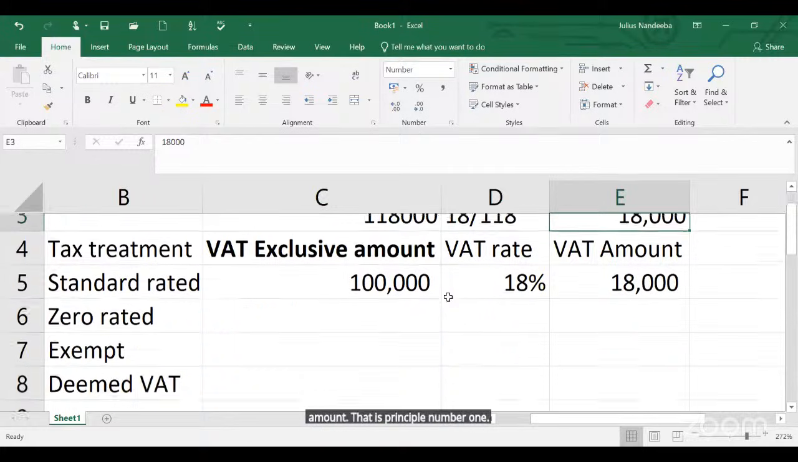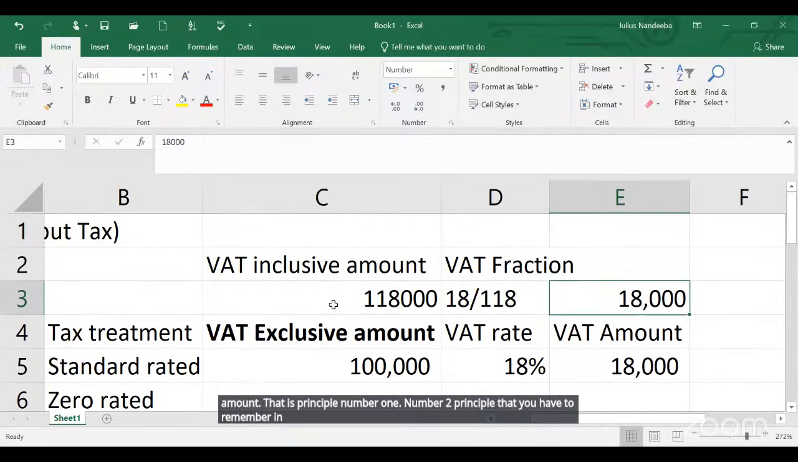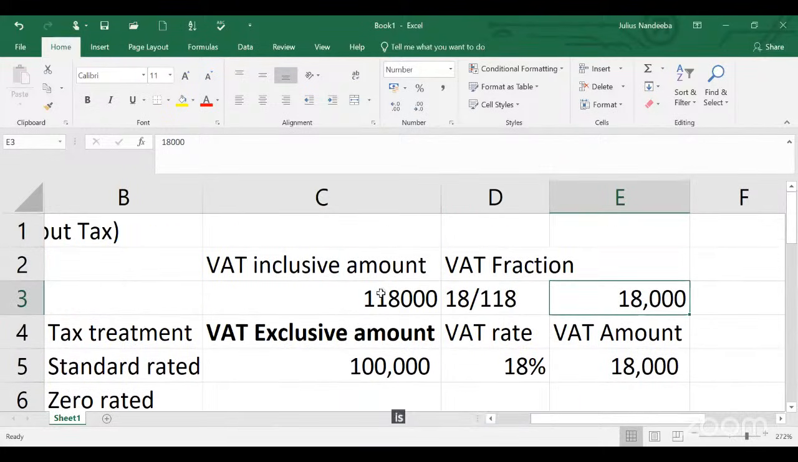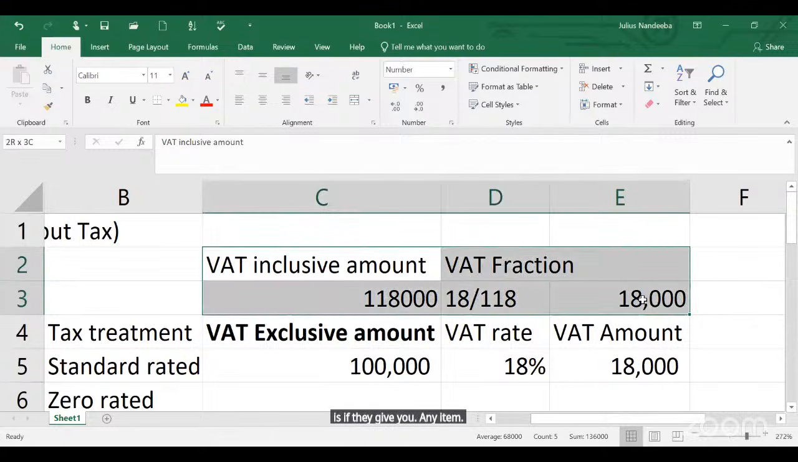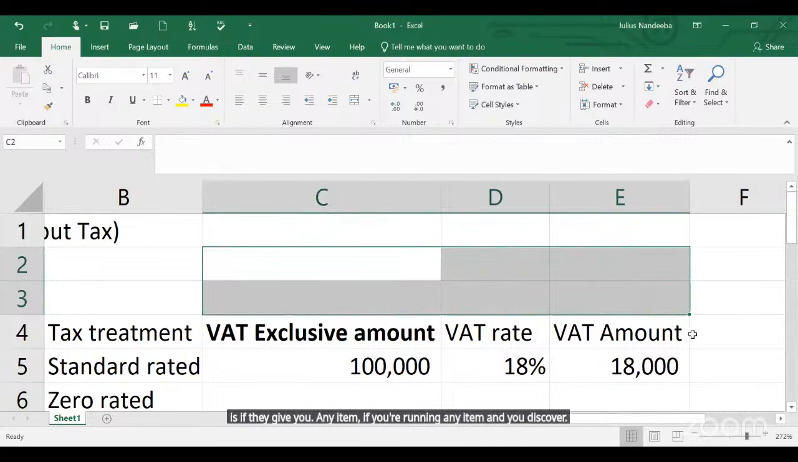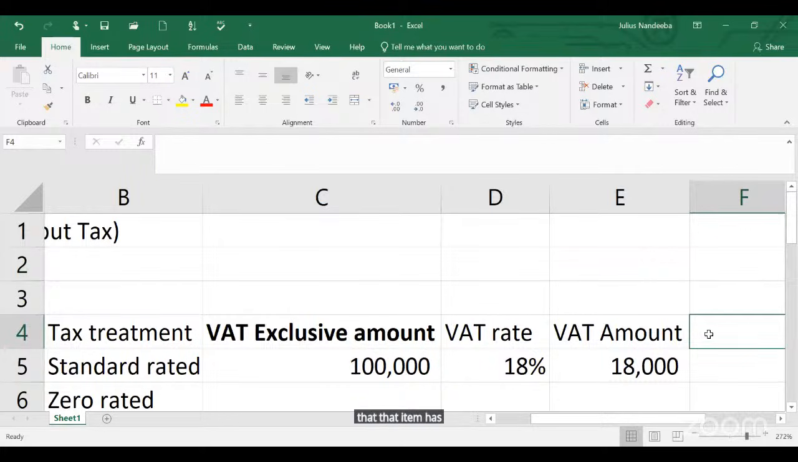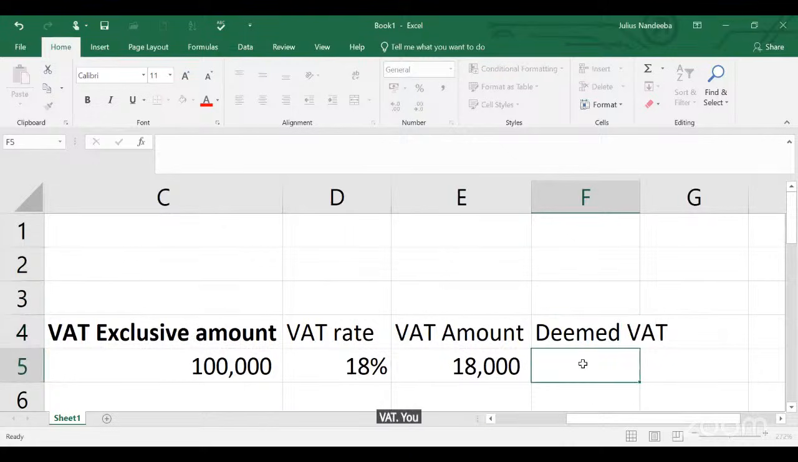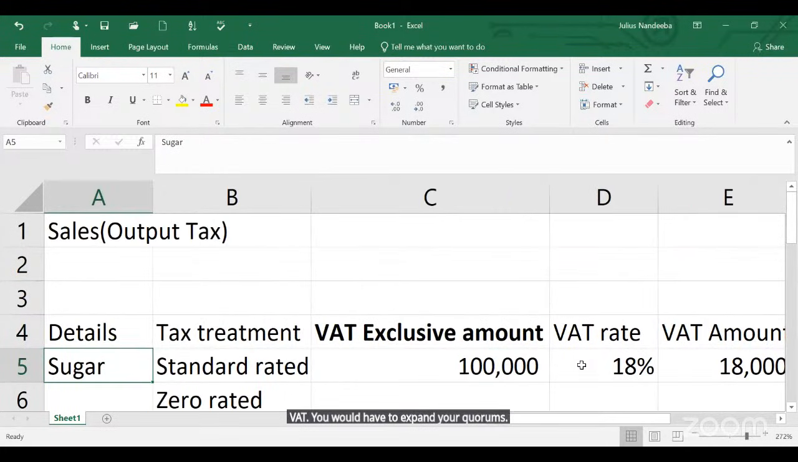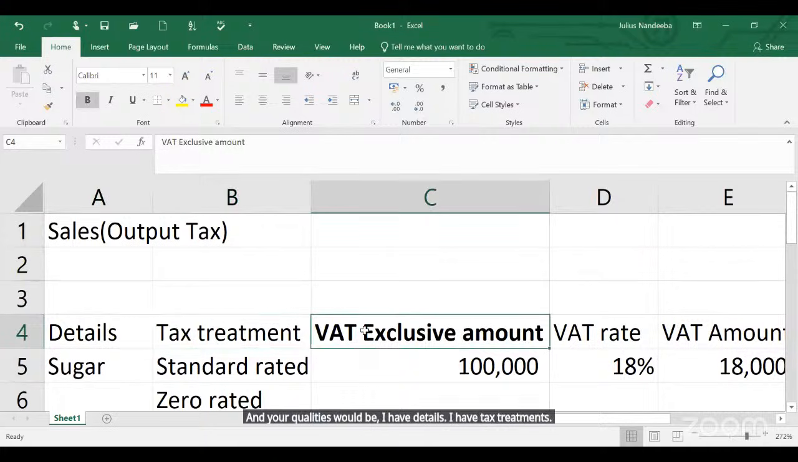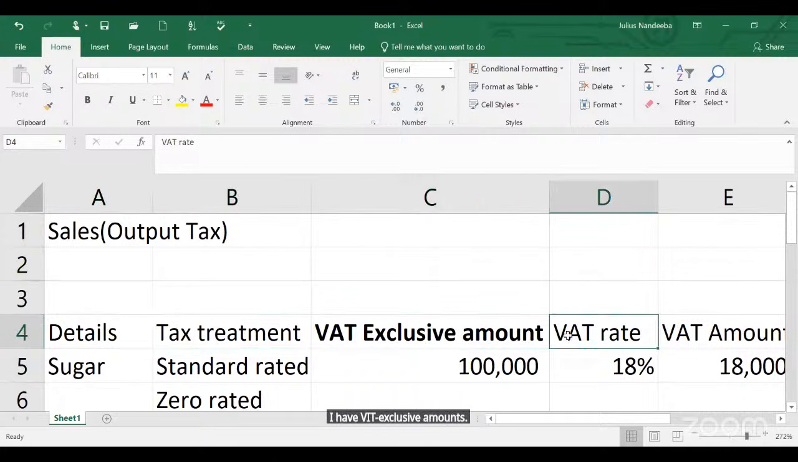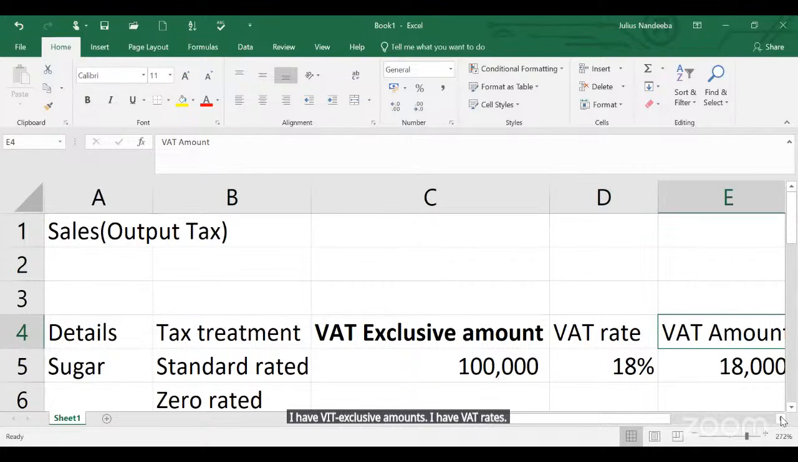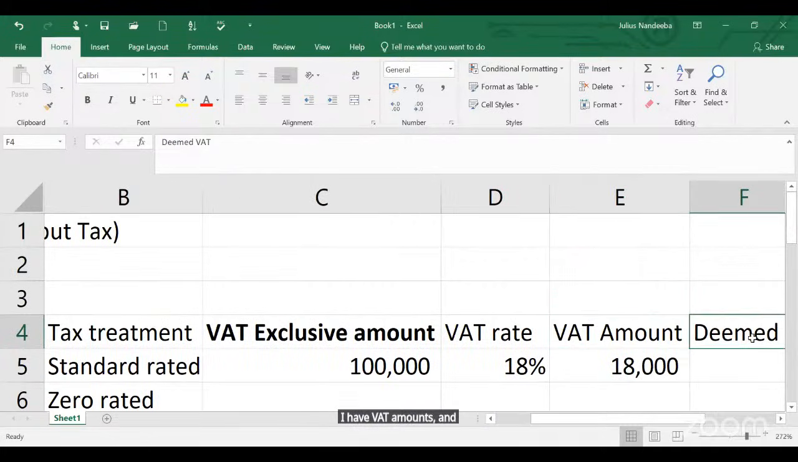The second principle that you have to remember in VAT is, if they give you any item and you discover that that item has an element of deemed VAT, you will have to expand your columns. Your columns will be: details, tax treatment, VAT exclusive amount, VAT rate, VAT amount, and then deemed VAT.